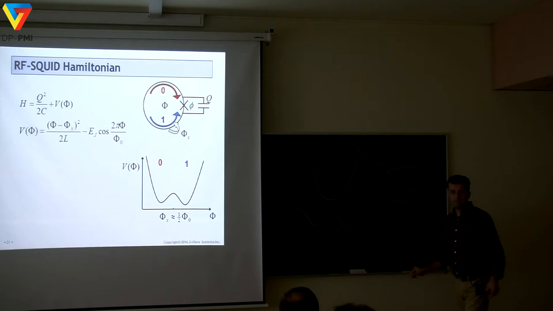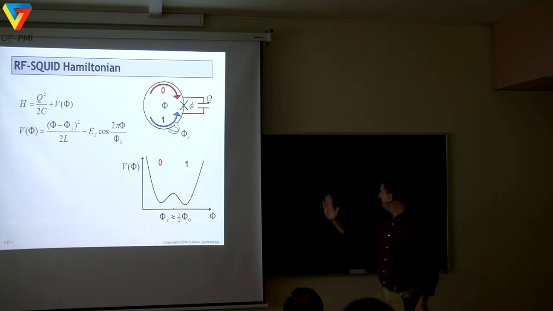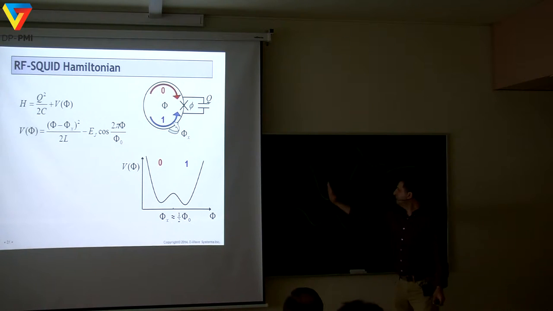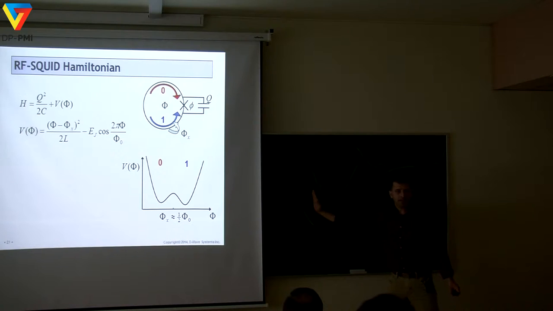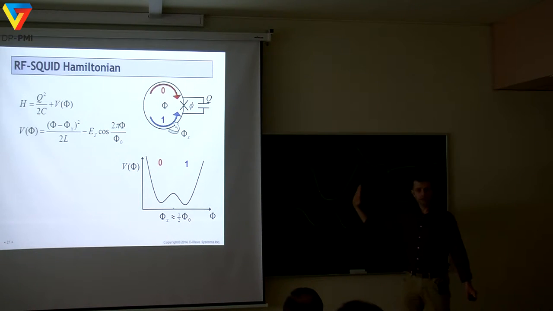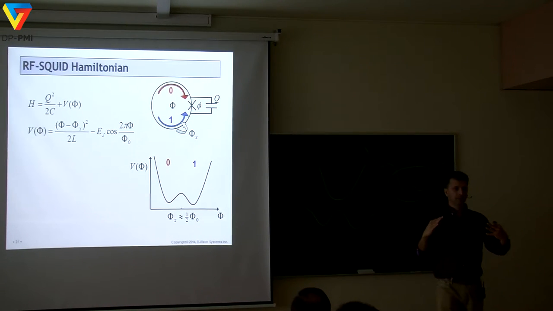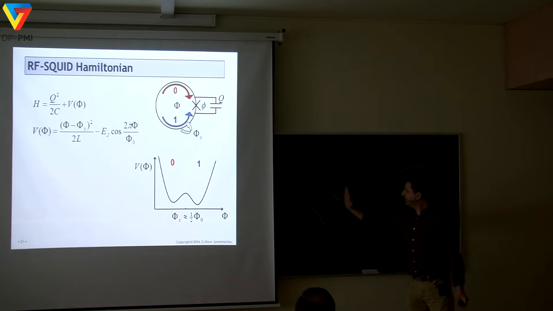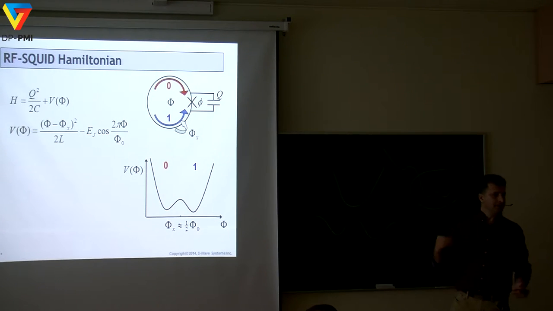So by adjusting this external flux in such a way, this external flux moves the parabola left and right. By adjusting the position of this parabola on the maximum of the cosine function, I can make a double well potential. And indeed, if I move it back and forth, I can tilt the double well potential. Am I right?